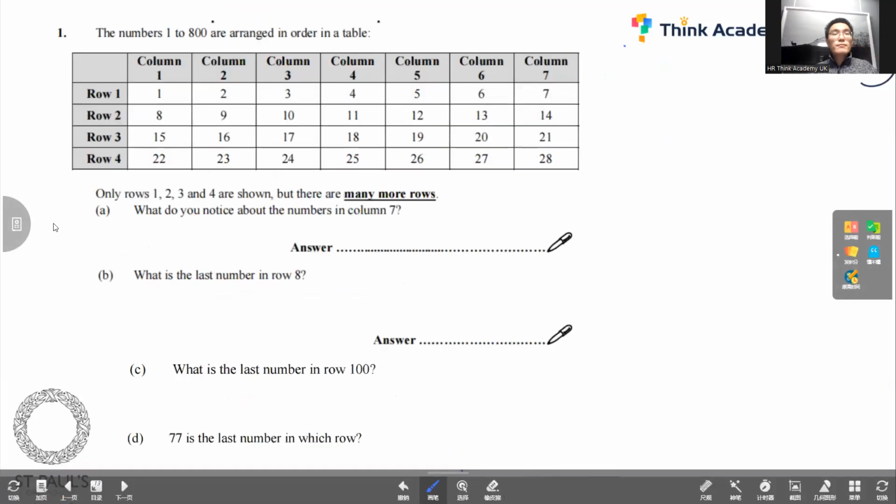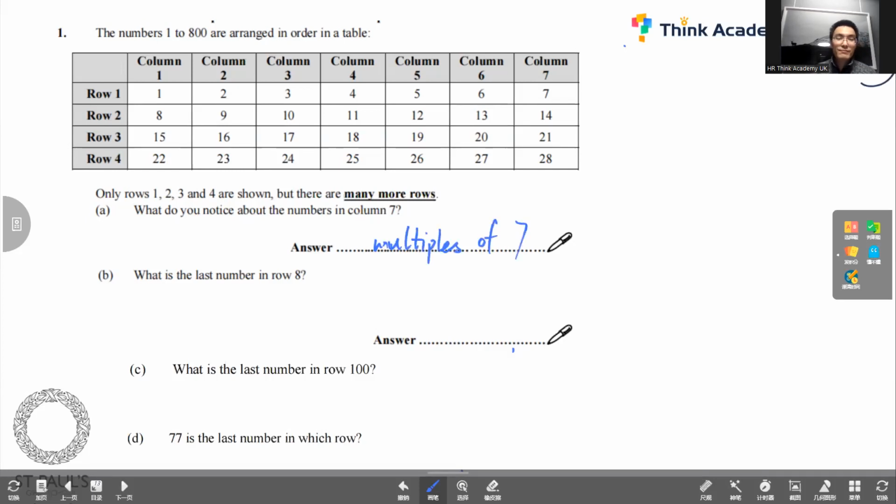The first question: the numbers 1 to 800 are arranged in order in a table. So we have 7 columns and multiple rows, not just 4, there are lots of them. Only rows 1, 2, 3, and 4 are shown, but there are many more rows. Question A, what do you notice about the numbers in column 7? In column 7, we have 7, 14, 21, 28. We're going up by 7 each time, and they are all multiples of 7. So the answer is multiples of 7.